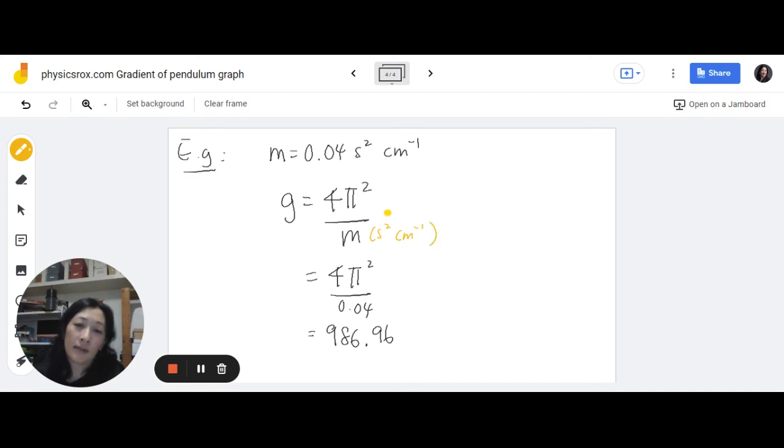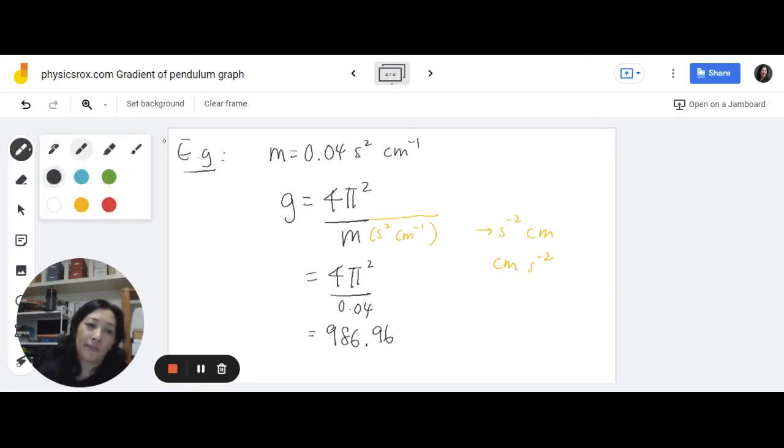But it's under the fraction, right? Because it's the inverse, this will become second to the power negative 2, and cm from negative 1 becomes positive 1. But you can't write it this way, it should always be the positive powers in front. So cm per second squared, which means the value of g is in cm per second squared. Ta-da! And that's how you get your number.